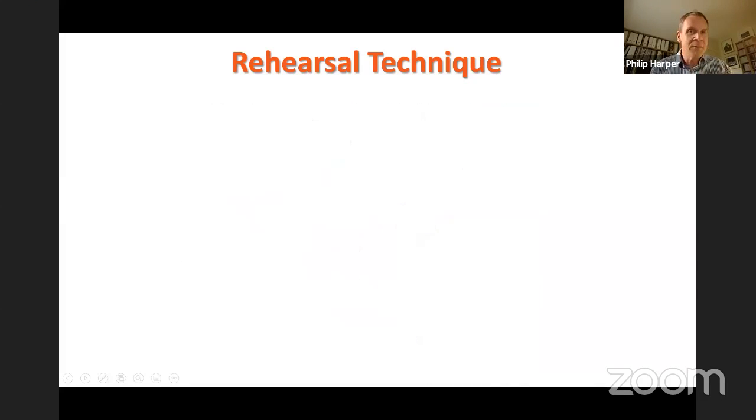Yeah, we've seen that. Right, okay. So the way I see it, there are 5 aspects to good rehearsal technique. Okay, and here is what they are. Look on the screen now.